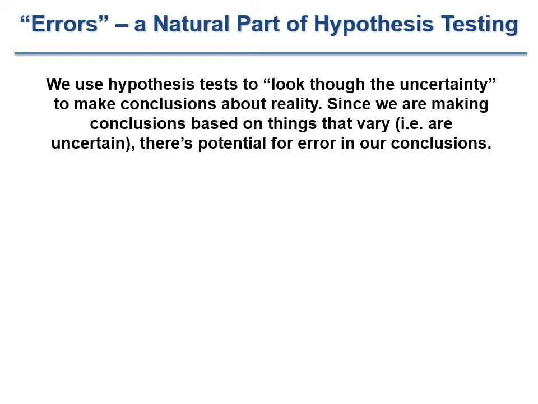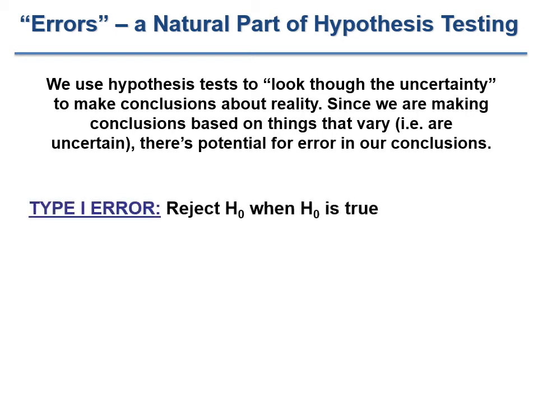So errors are going to be a natural part of hypothesis testing. The two kinds of errors, unfortunately, don't really have informative names. Type 1 error is that we reject the null hypothesis when we shouldn't, so when it's true. And the probability of type 1 error is something that's familiar. It's just alpha. So we control how small that is by setting our significance level.